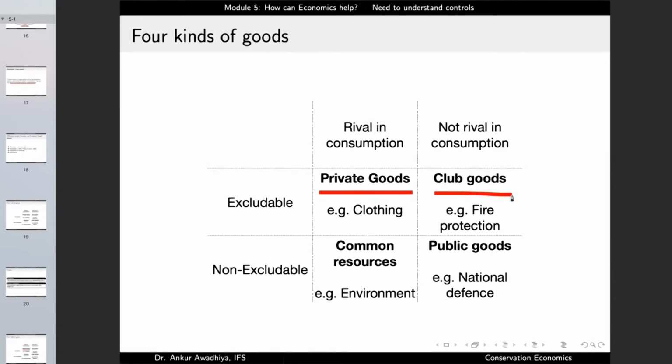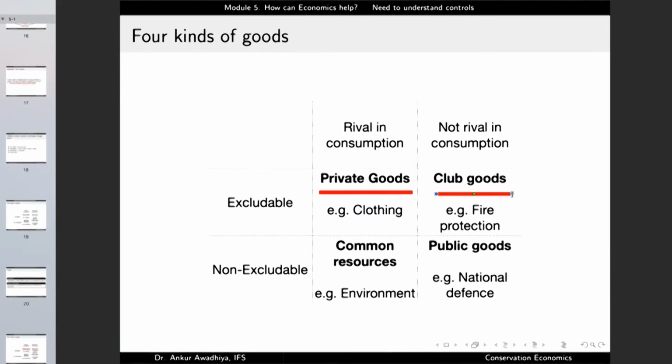Then there are other goods that are excludable, but they are not rival in consumption, such as fire protection. In the case of fire protection, we can say that we are only going to provide fire protection to the people who are paying for it. So if there is a society that pays for fire protection, we will provide them with fire services. If a society does not pay for it, we will not provide it with fire services. But this is not rival in consumption because if you pay for fire services and you are able to get them, it does not mean that I will not get the fire services.